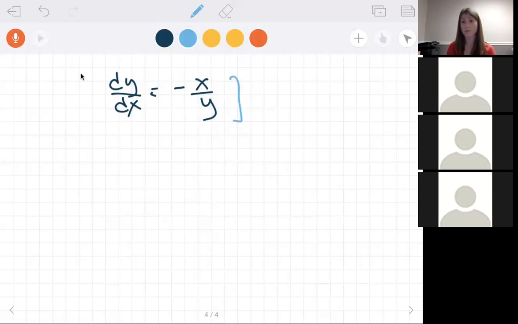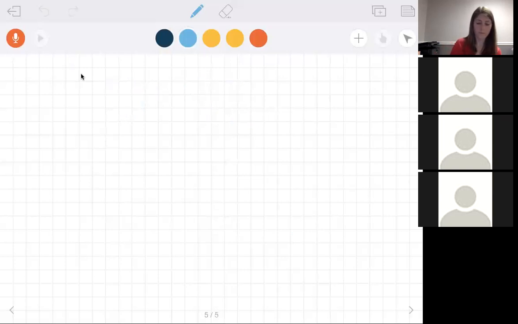So what I'm going to do is take us to another example. The more we do this, the more we'll get a feel for it. So let's go ahead and take a look at another implicit function. In this case, we're going to look at 3x squared plus y cubed equals y.